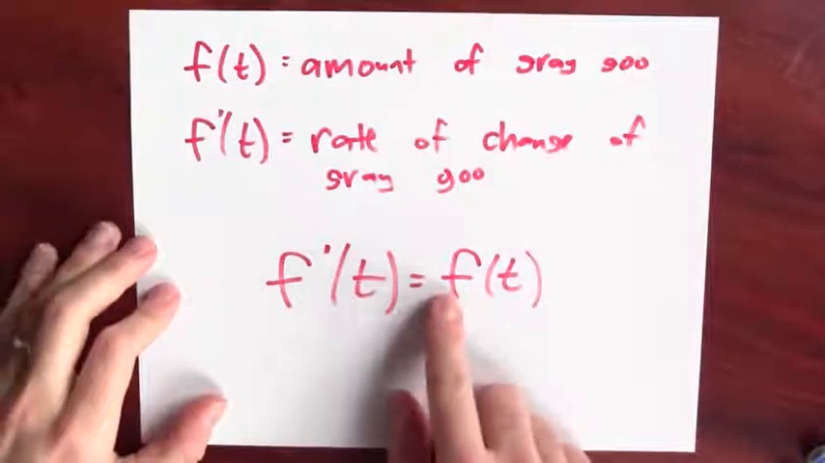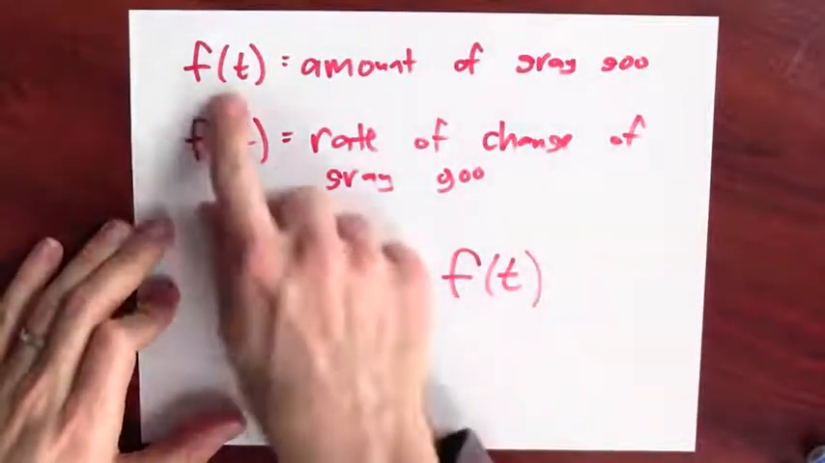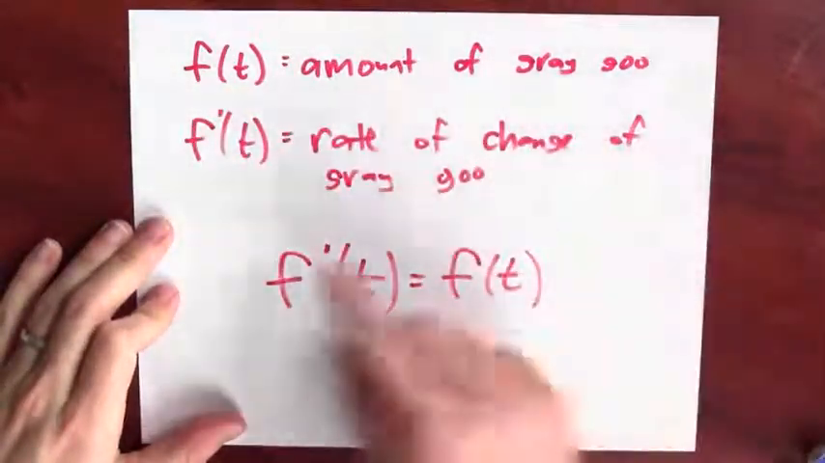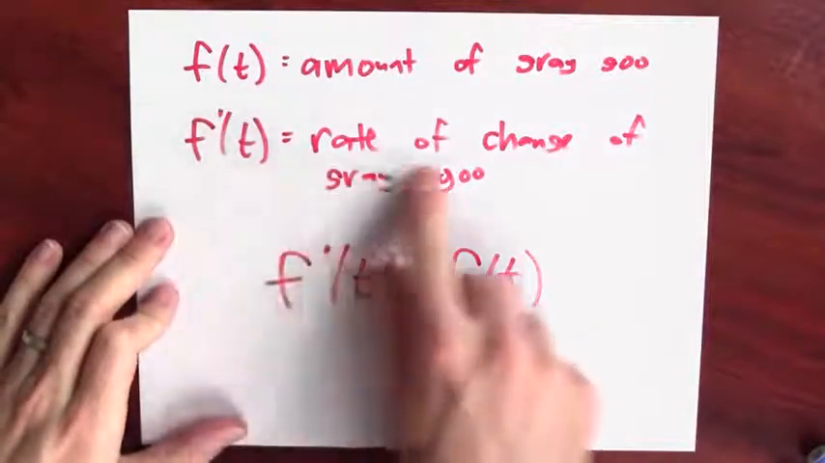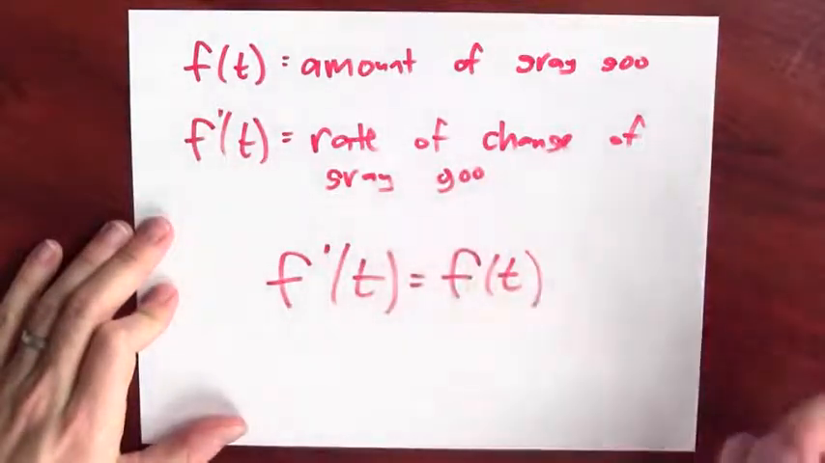Suppose that we have some sort of substance, I'll call it gray goo, that converts anything it touches into more of itself. The rate of growth of this gray goo is proportional to its current size. Let's say that the constant of proportionality is just 1. So f of t will be the amount of gray goo, and the derivative of f of t is the rate of change in the amount of gray goo.